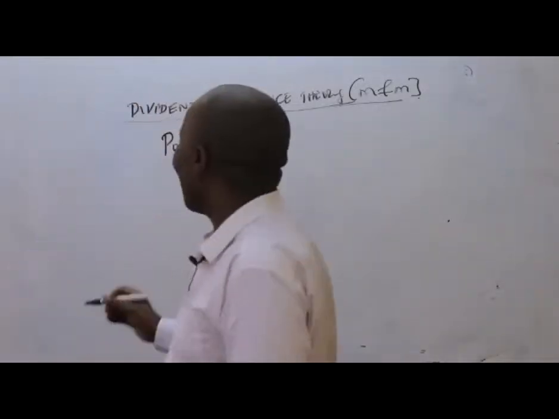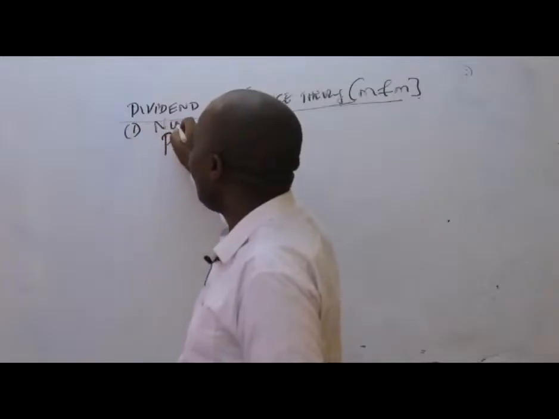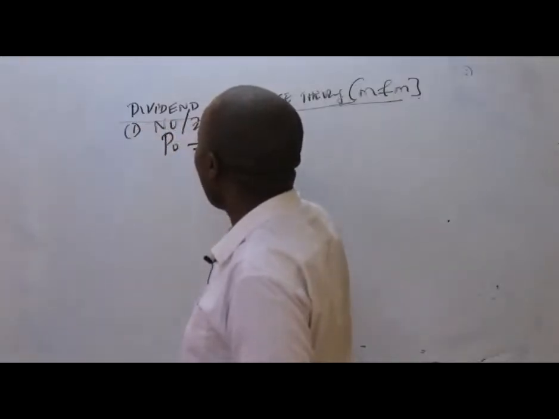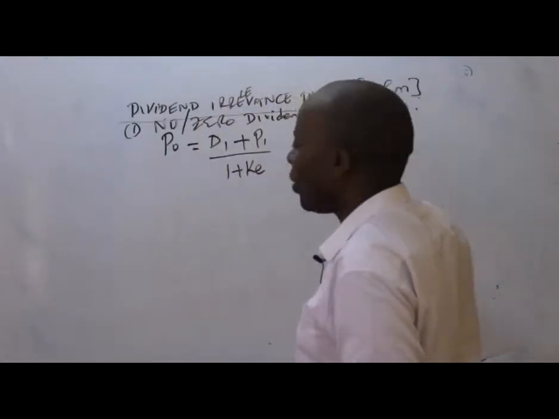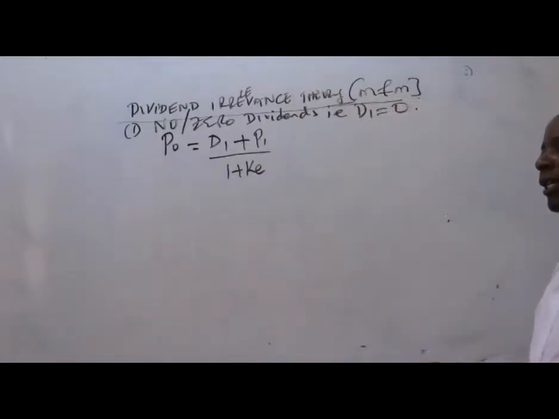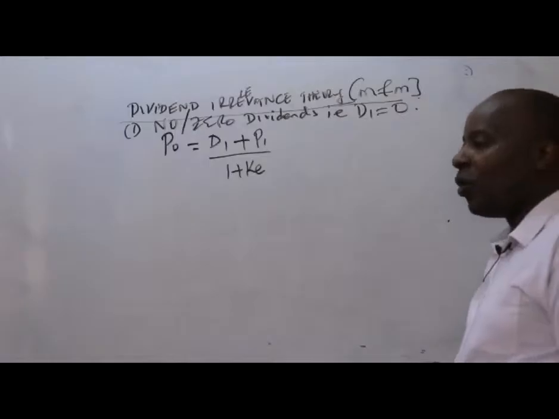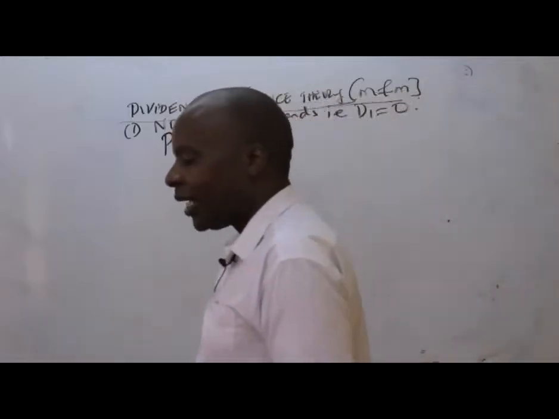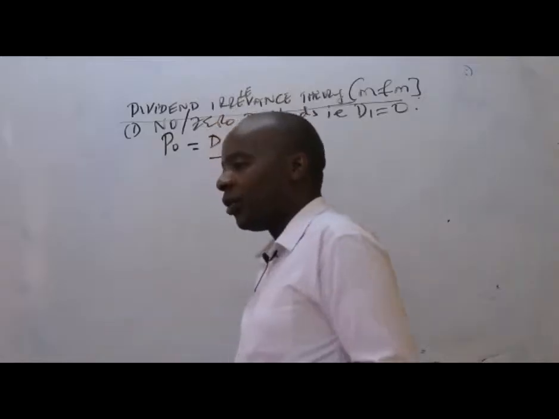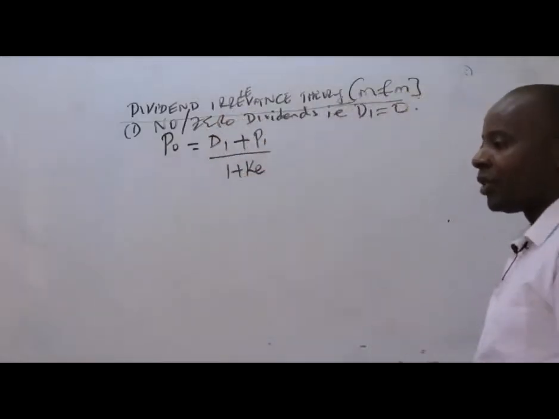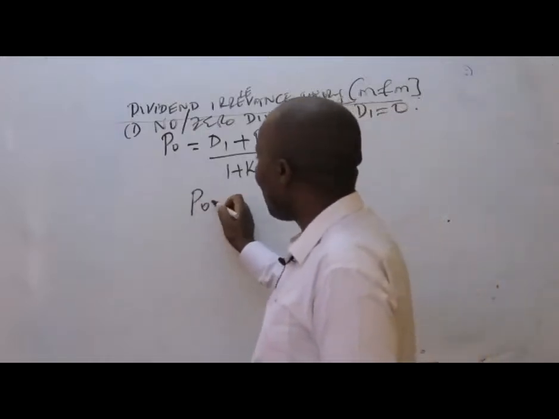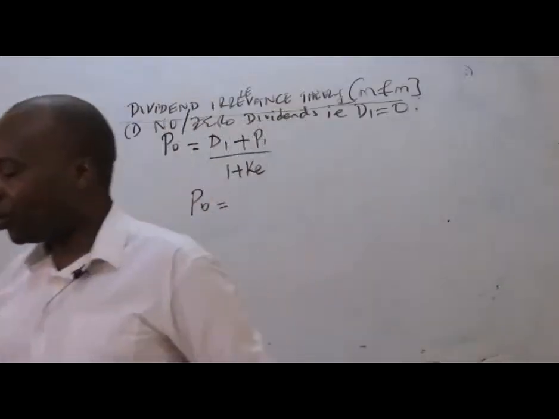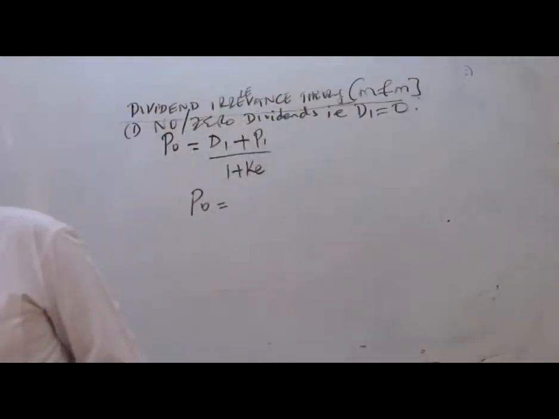So we look at Roman 1. Remember Roman 1, no dividends, or zero dividends, i.e. D1 equals 0. So if that is the case, ladies and gentlemen, remember in this question, they have already given me P0.